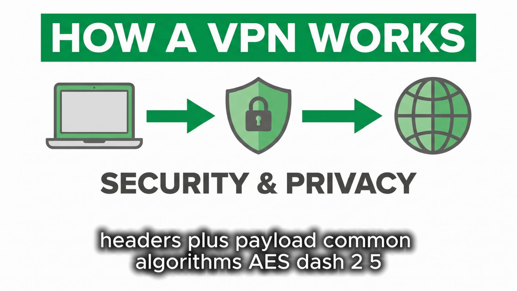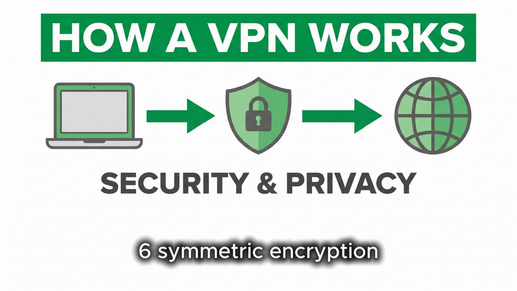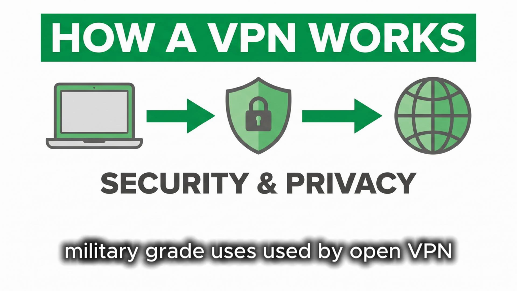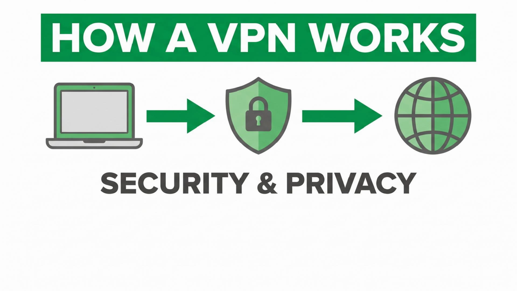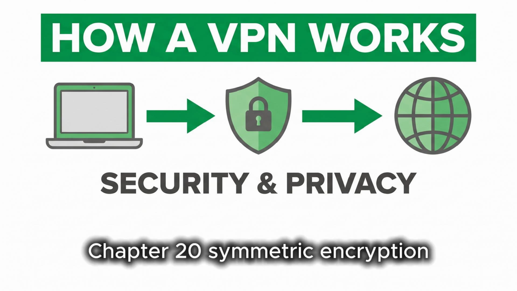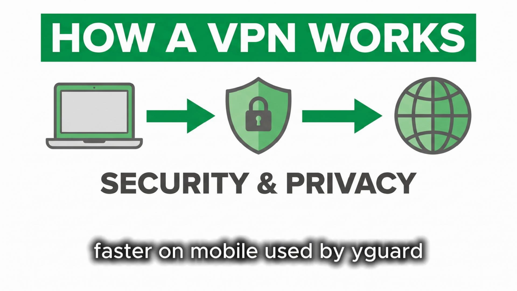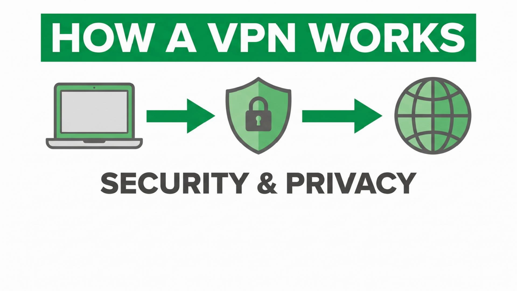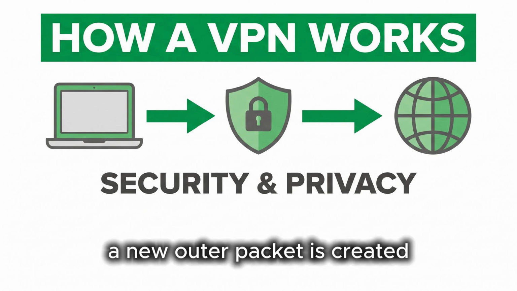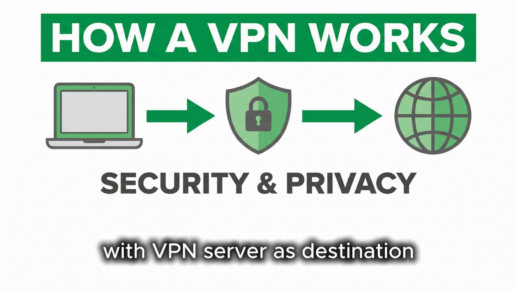Common algorithms. AES-256, symmetric encryption, military grade, used by OpenVPN. ChaCha20, symmetric encryption, faster on mobile, used by WireGuard. A new outer packet is created with VPN server as the destination.